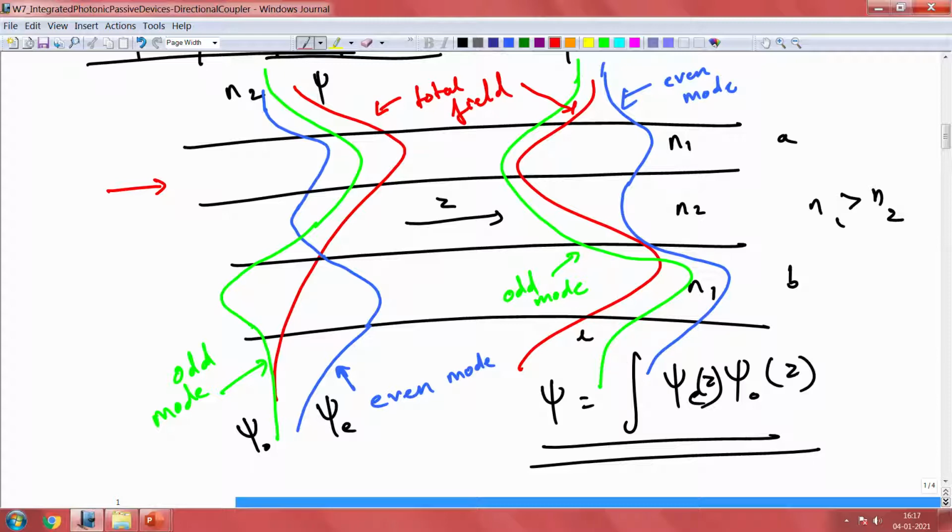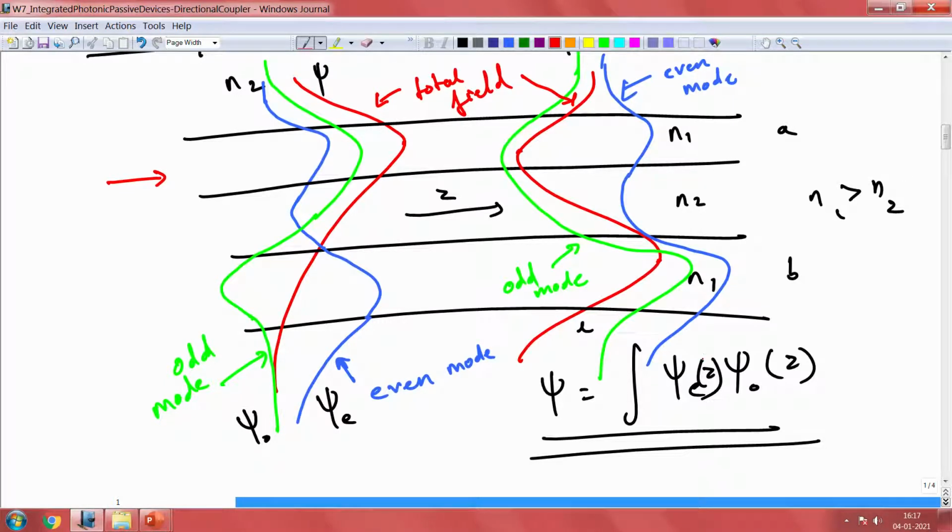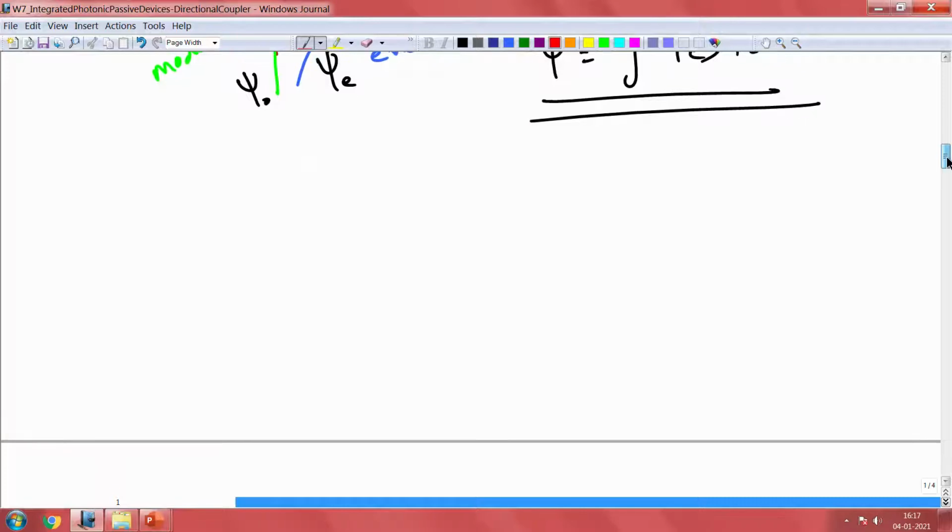So, there is a 180-degree phase change that we see in the odd mode, and because of that phase change, the total field is now distributed between the two waveguides. The red curve that you see here, initially it was only in A, but now we have A and also B. So, now there is a power splitting that has happened between these two. And if you keep flowing through the length of this directional coupler, you will have a complete power transfer. That is what we are going to visualize now.